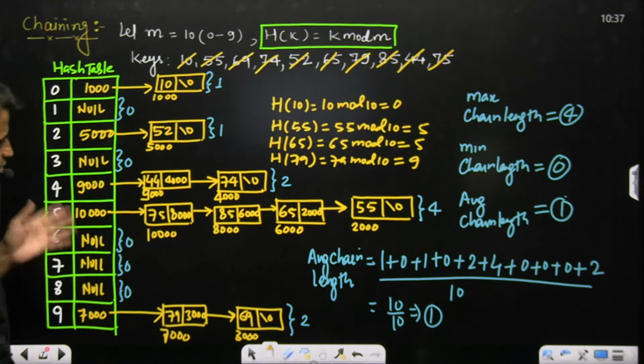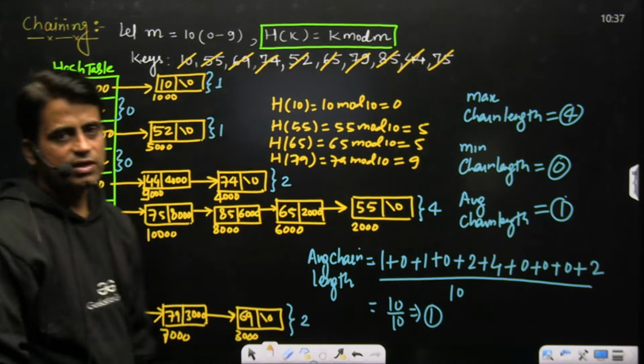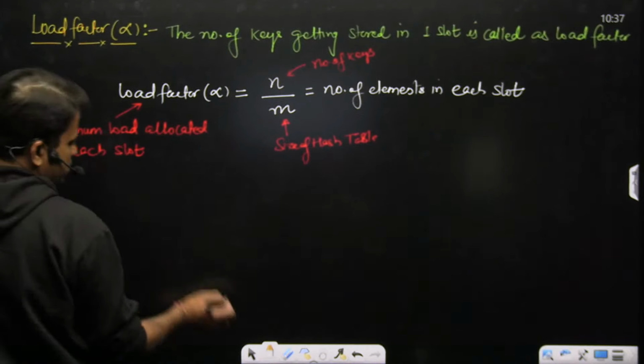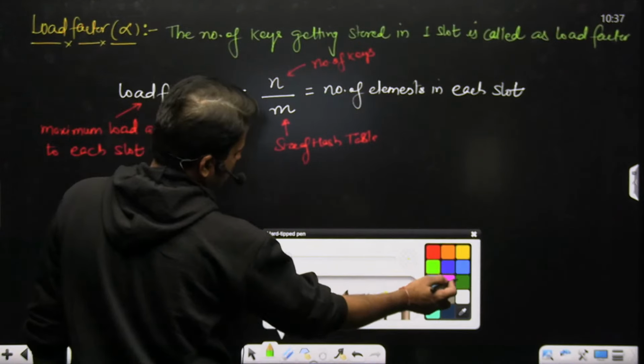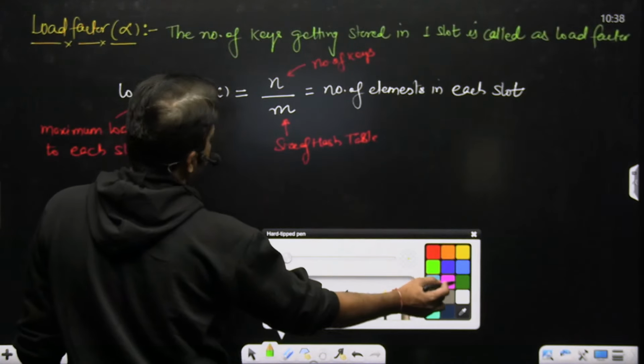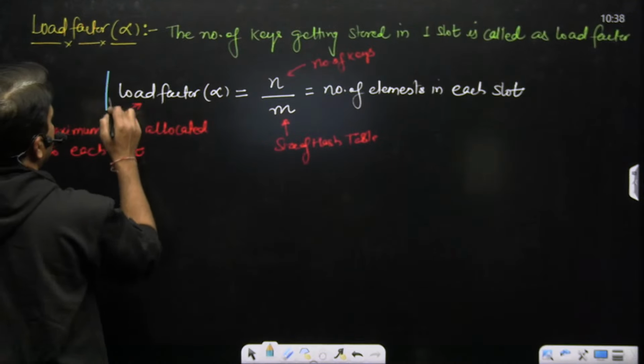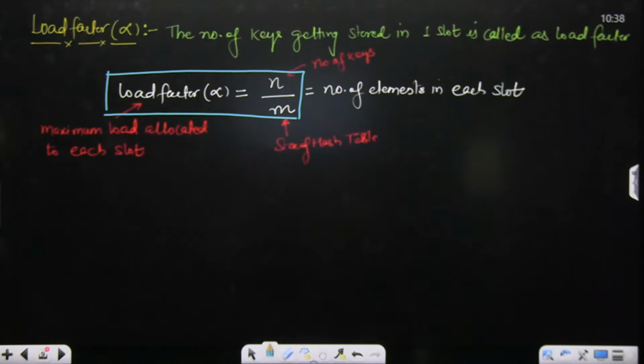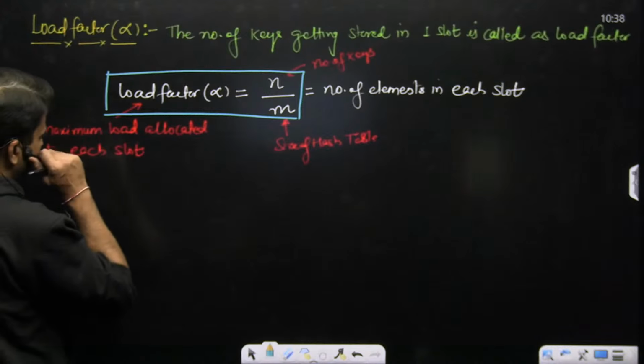Sir, will load factor make any difference? What happens here, sir? What is load factor? Look at this load factor. The number of keys getting stored in one slot is called load factor. The formula for load factor is n upon m, right? Alpha equals n by m. The number of elements, or number of keys, in each slot. So load factor means the maximum load allocated to each slot, on an average.